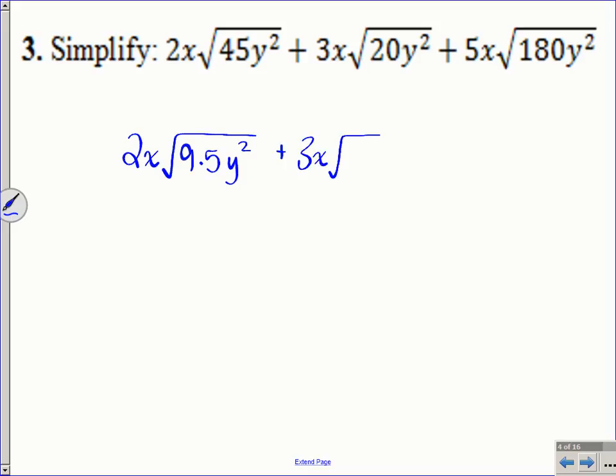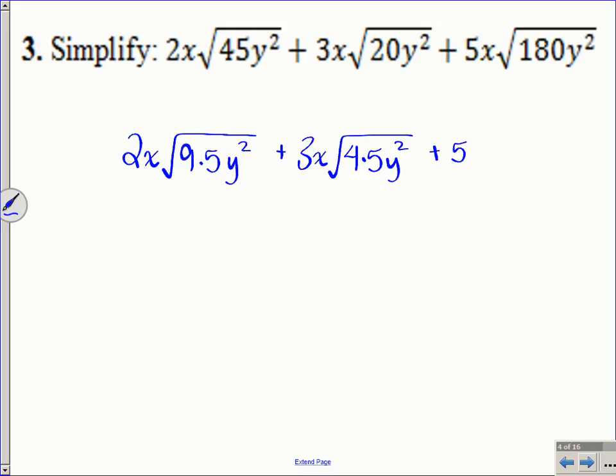20 is also not a perfect square, but 4 is, and that's a factor of 20. And 180 is not a perfect square. However, we do have a factor of 180 that is a perfect square, and that would be 9.